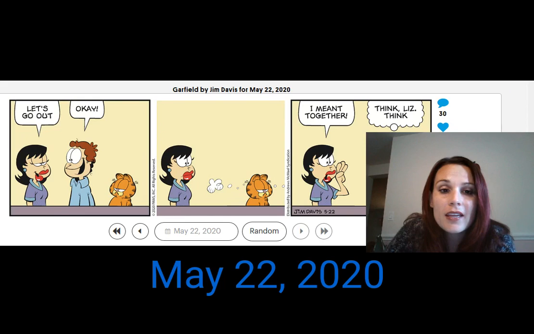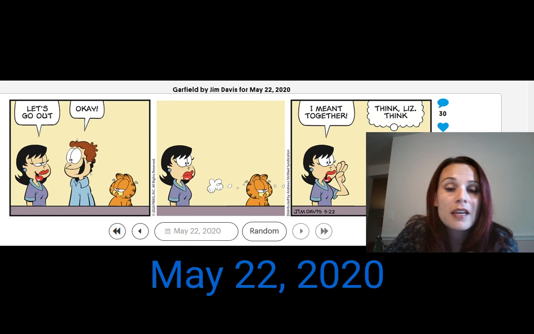So Liz is saying, let's go out. John says, okay. And then in the second picture, John is gone. And Liz is like, I meant together. And Garfield says, think, Liz, think.